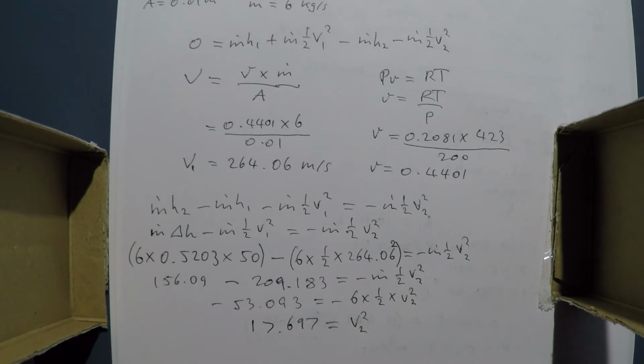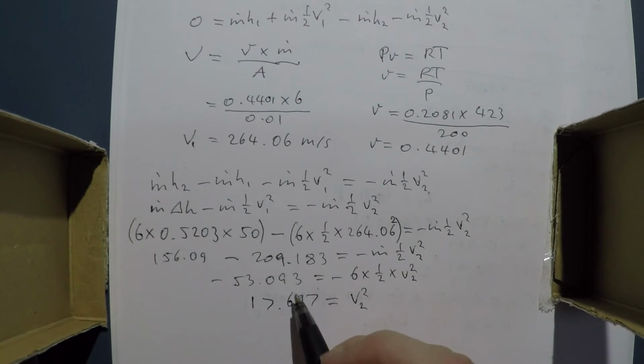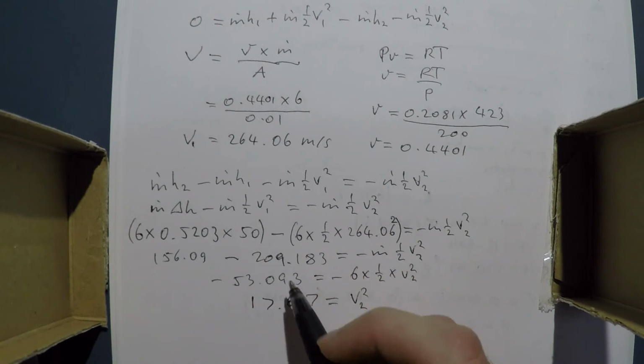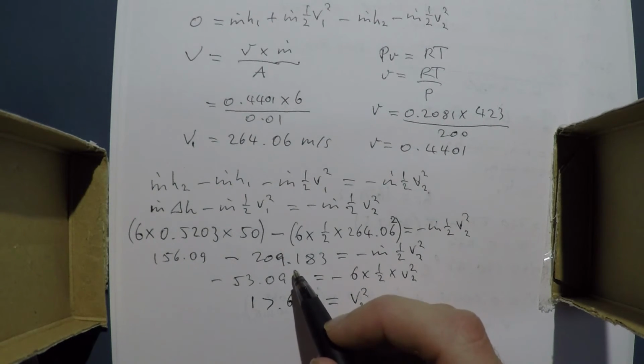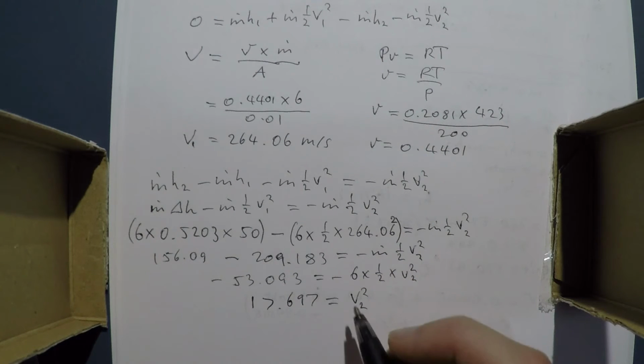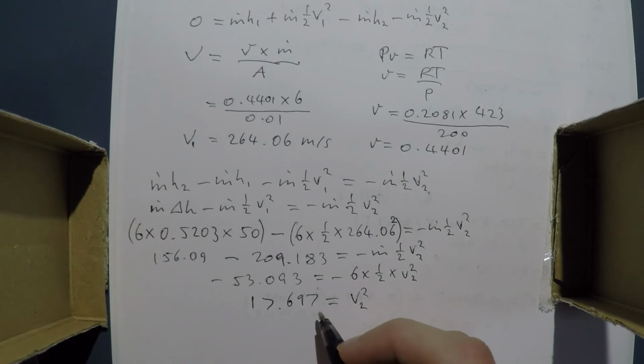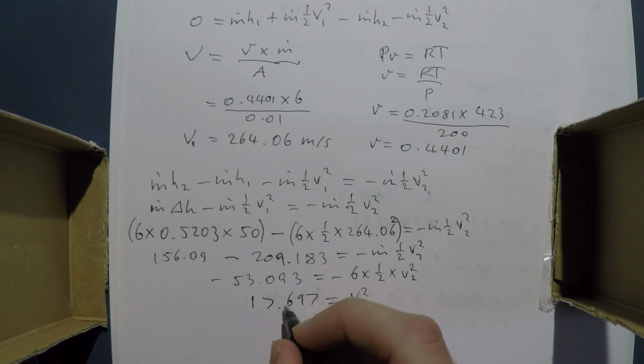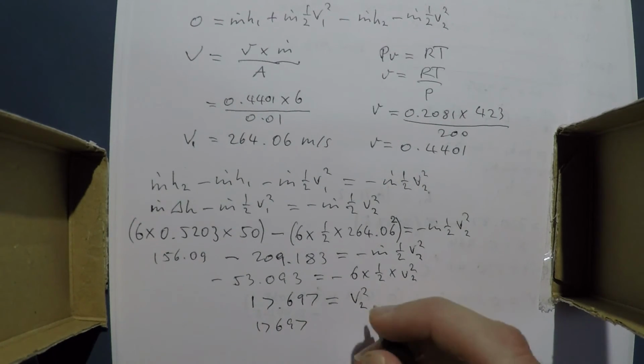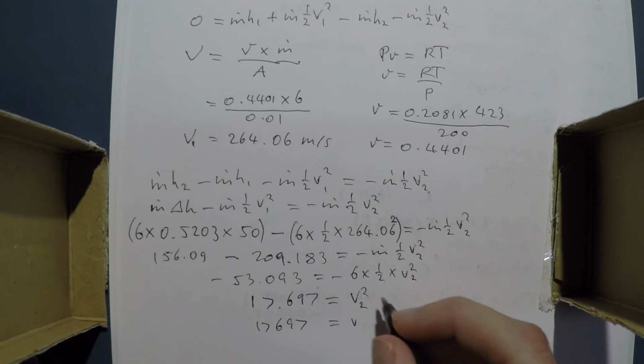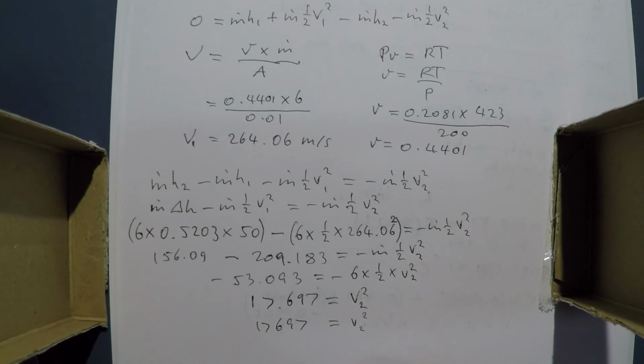Now we get down to this. This is in kilojoules, and I made a mistake up here. I told you to convert to kilojoules, whereas we really want it in joules, but that doesn't matter. We can convert back to joules here. So we can say that it's 17,697 joules, because now we're dealing with the velocity from the kinetic energy equation. And then if we take the square root of both sides, we find that the outlet velocity is 133.03 meters per second.